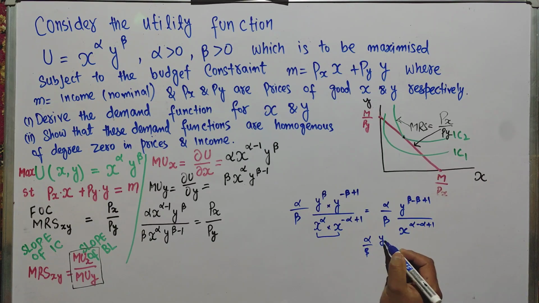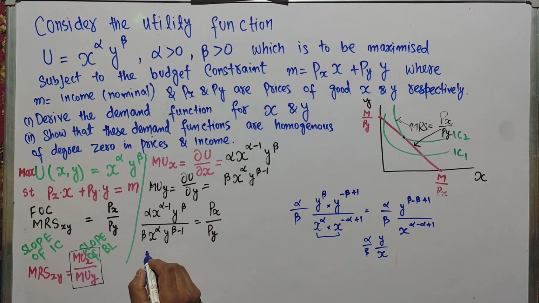Here we get y only, because y raised to power 1 is equal to 1. Here also alpha and alpha get cancelled, we are left with x raised to power 1, which is simply x. So in this place can I write alpha upon beta times y upon x is equal to price of x upon price of y? I can write it. Let us solve this for y.